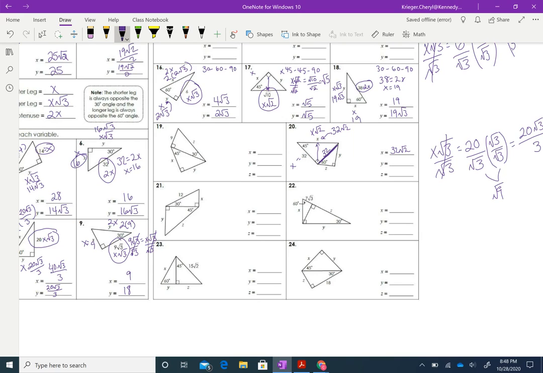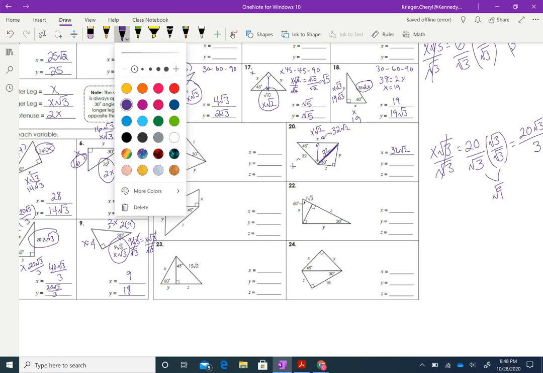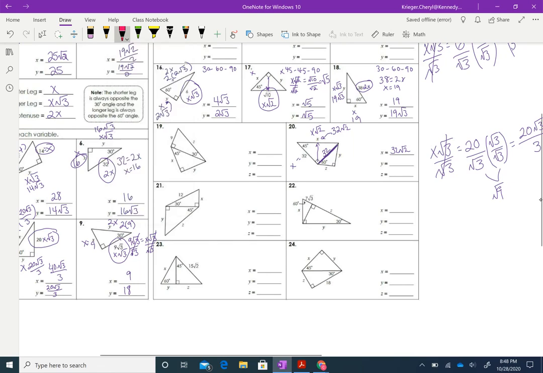Okay, so I will change colors just so it's easier to process what's happening here. We have a 30, 60, 90 with what's left. My shortest side is x, my longer leg is x root 3, and my hypotenuse is 2x.